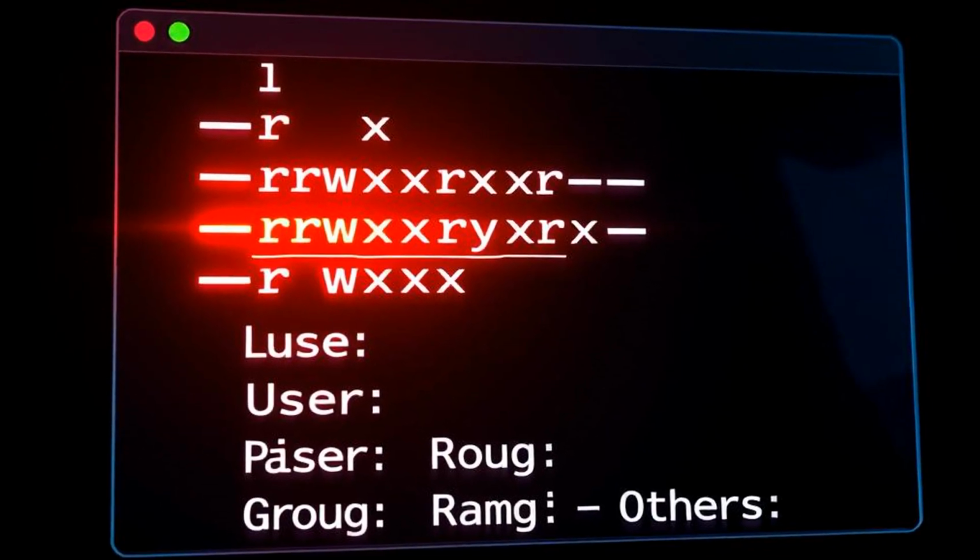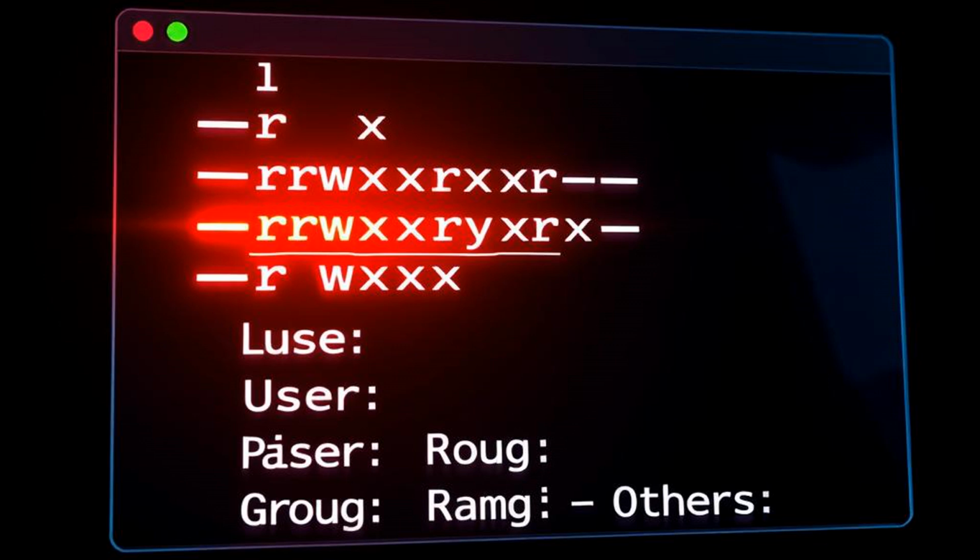When you type ls -l in your terminal, it provides a long listing of files and directories, including their permissions. The first character of the output tells you the file type: a dash for a regular file, a d for a directory, or an l for a symbolic link. Following that are 9 characters, divided into 3 sets of 3. These represent the RWX permissions for the user, the owner, then the group, and finally others.